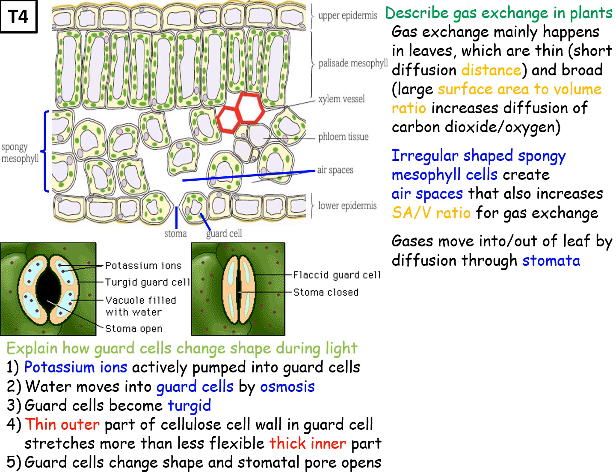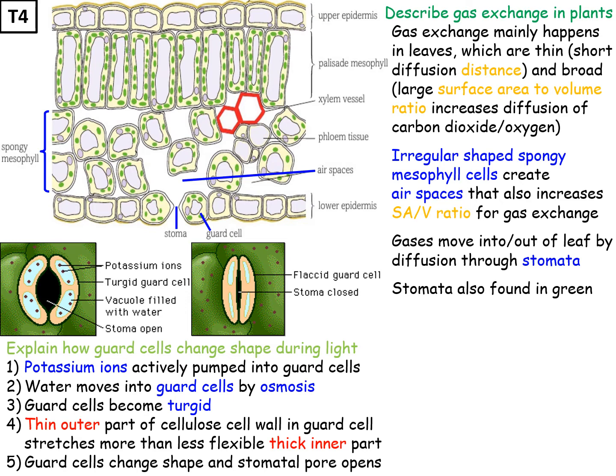The opposite effect happens during the night when it is dark and there is a lack of light. The potassium ions are pumped out, the water then moves out of the guard cells by osmosis, but in this case the guard cells now become flaccid. And when they become flaccid, they change shape and the stomatal pore closes.